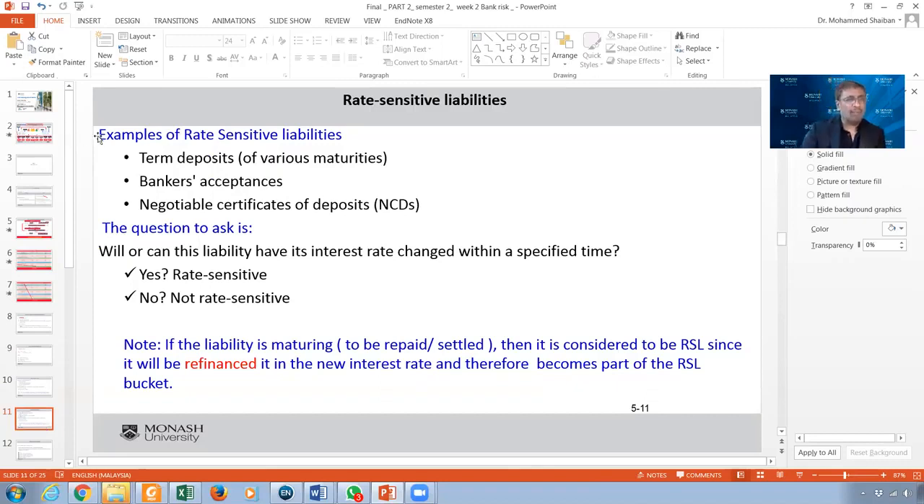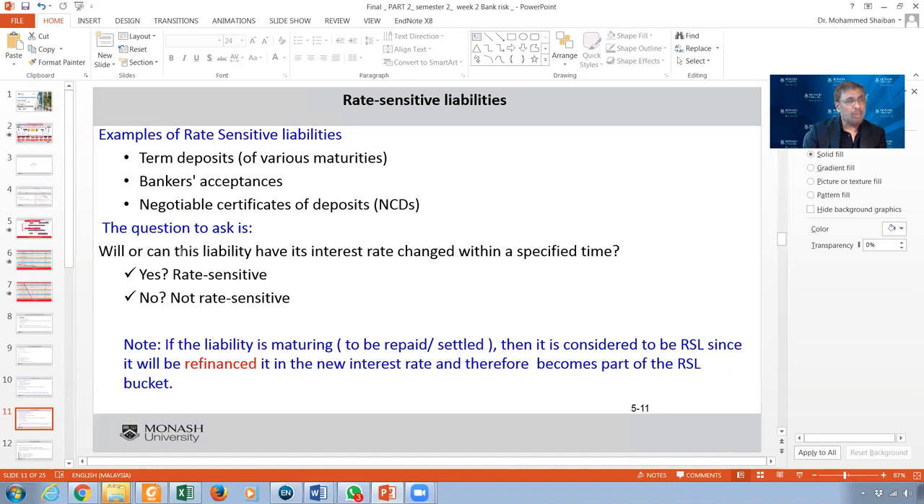Let's see this one. What are examples of risk-sensitive liabilities? Term deposits, bankers' acceptances, negotiable certificates of deposit. All of these, as you can see, are money market products, and they are less than 1 year. Term deposits can take more than 1 year because term deposits are actually rate sensitive, they have floating rates. And then we have the bankers' acceptance, which is short term, and all of those are money market.